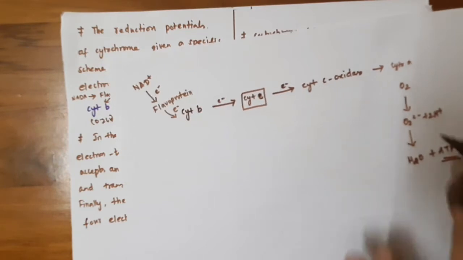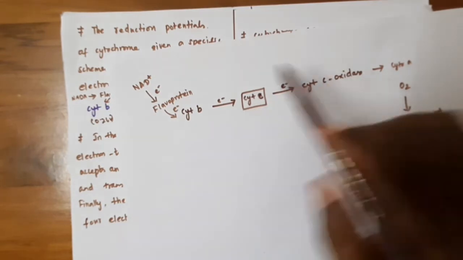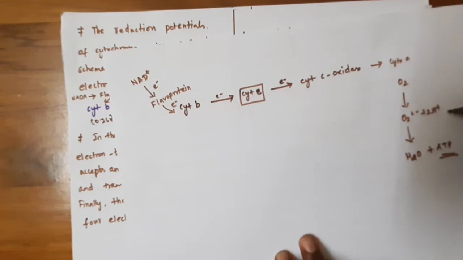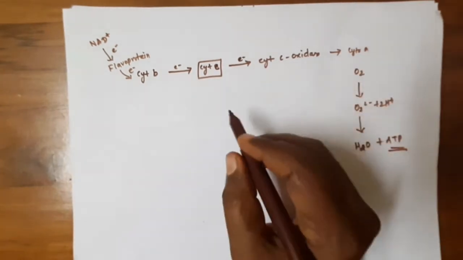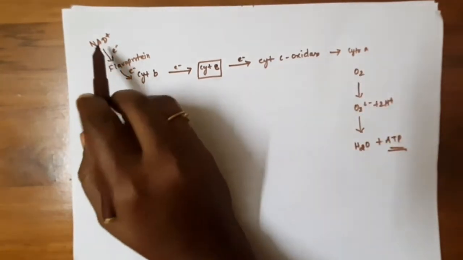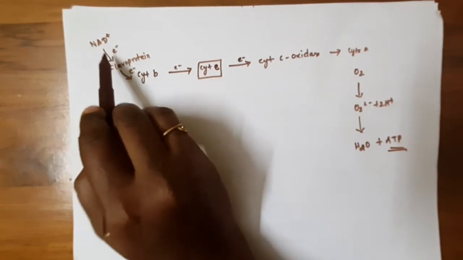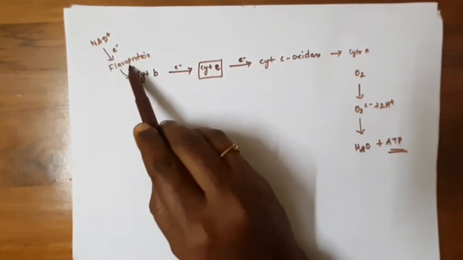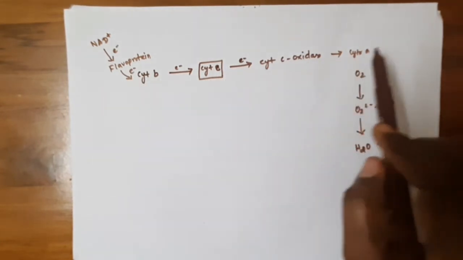This ATP is formed because during this electron passage, energy is released. This released energy is taken by the ADP molecule, and the ADP is converted into ATP. Okay, so this is a simple electron transport chain. First, NAD plus, the redox electron transfer agent, transfers the electrons to flavoprotein, then flavoprotein transfers the electrons to cytochrome B, and it passes the electrons to various cytochromes.